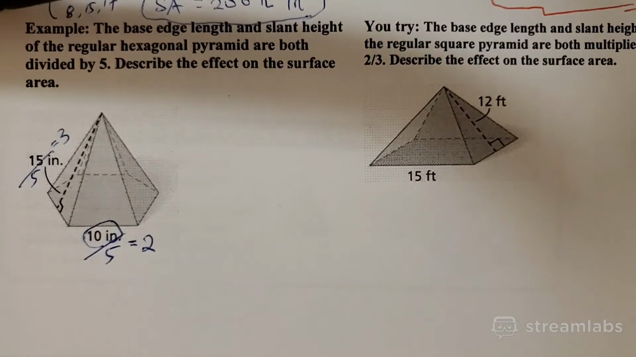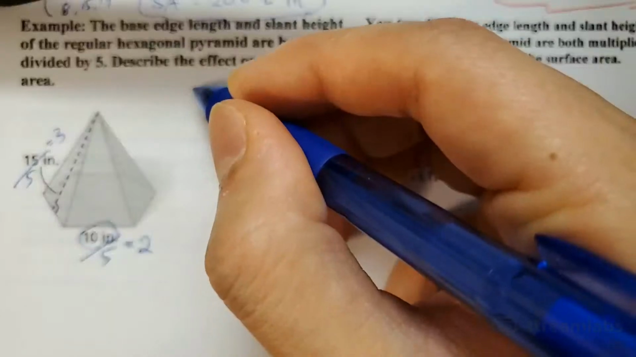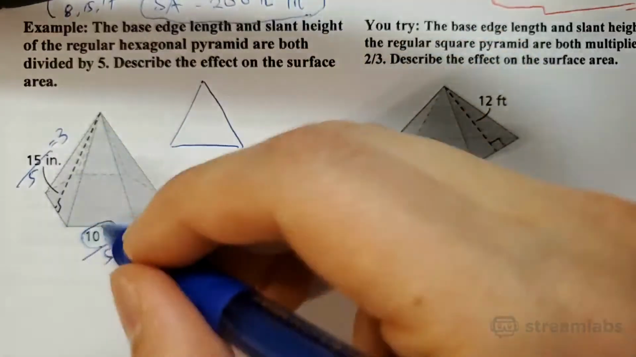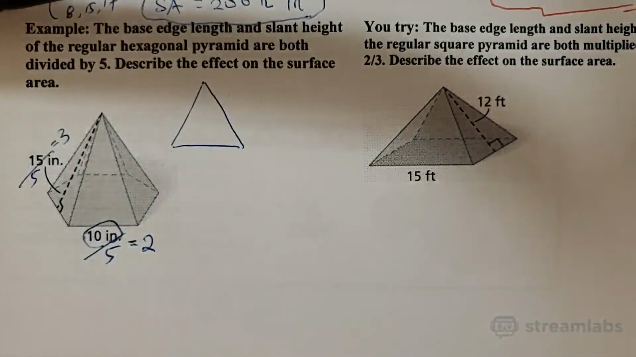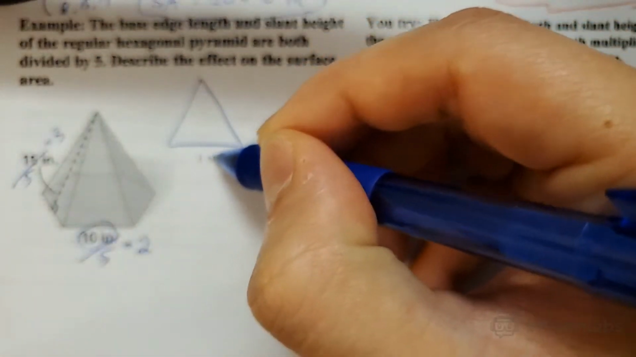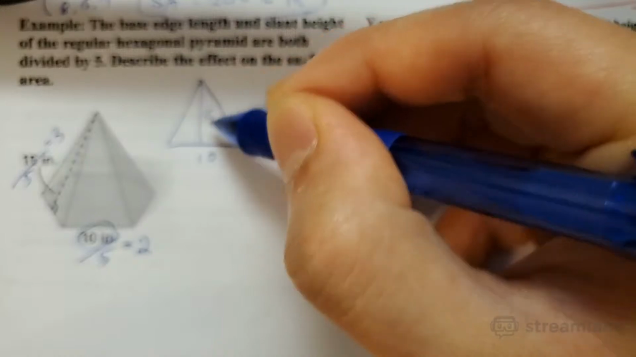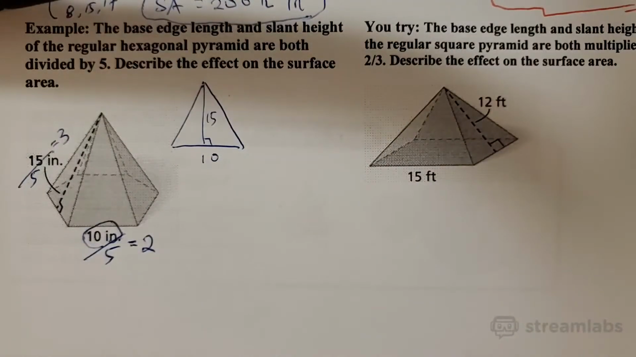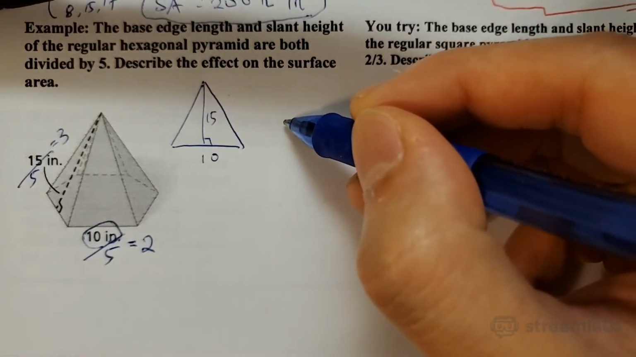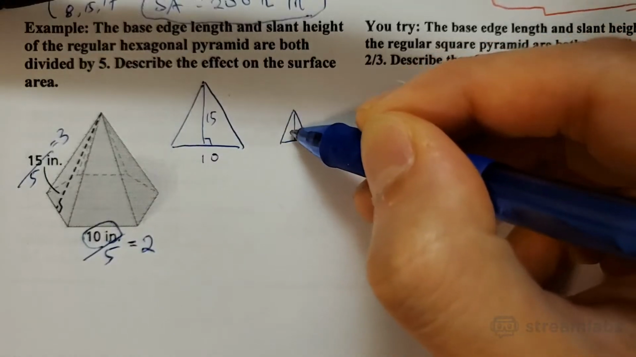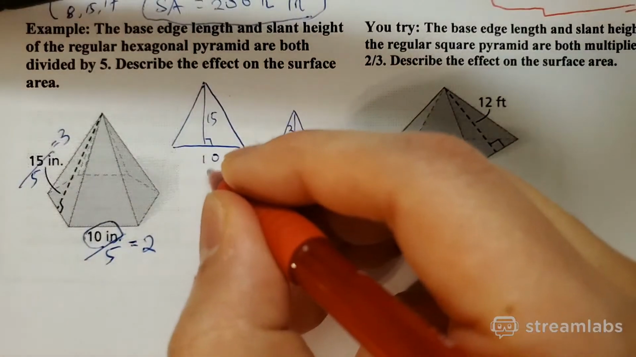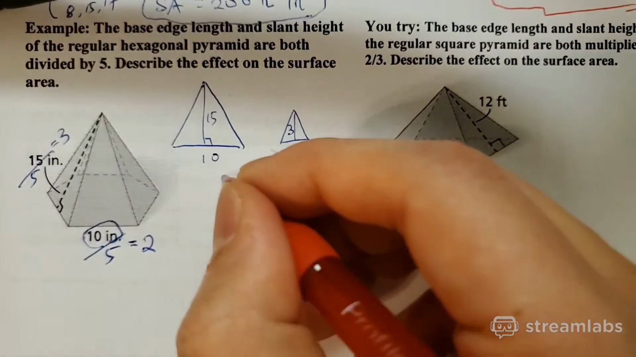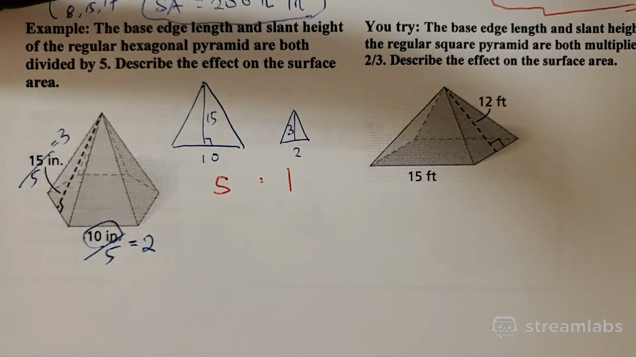Okay. So the problem is this. Originally, let's just look at a triangle, okay? Because the base area obviously will change accordingly. But the triangle was 10, 15, right? That was the triangle. And then now the triangle is, what? 2 and 3, right? That's what it looks like right now. First of all, what is the ratio between them? This is 5 to 1, right? You agree? 5 to 1.